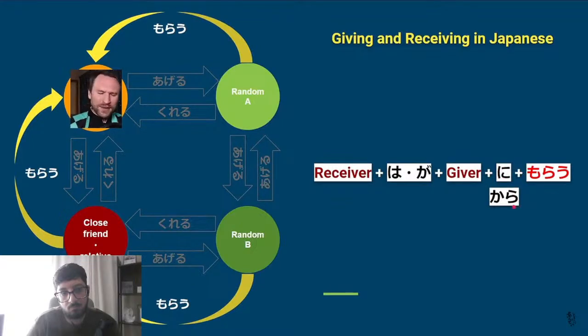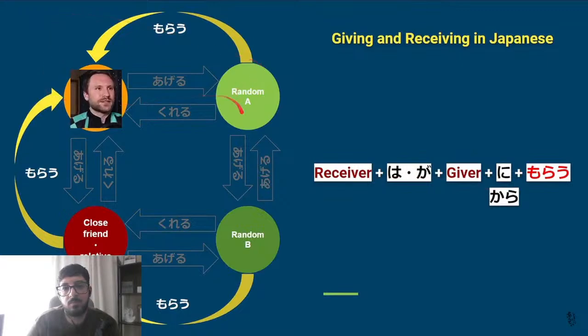But more frequently, I feel like, at least where I live, kara. From. Kara means from, right? Ni can also just mean in a direction, but kara generally, this is the kara that means from. So it's easier to remember and feels better, I feel, to say kara when you're using morau.